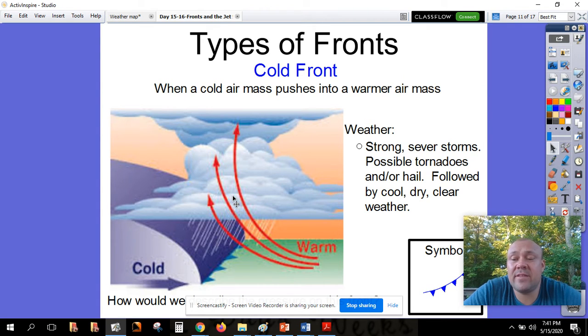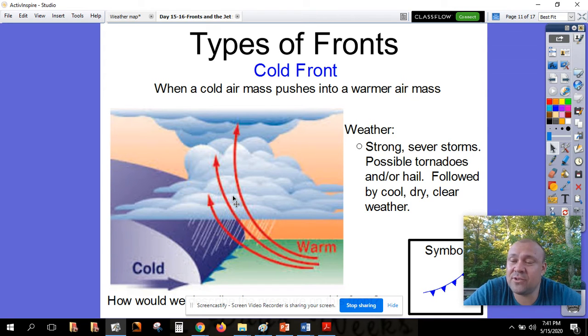So whenever you hear that a cold front is coming into the area, your area, you want to think about possible strong, severe storms, tornadoes, thunder, lightning, possibly hail, and strong winds. You get a lot of nasty weather with a cold front. However, that rain and that precipitation, those storms don't last very long.